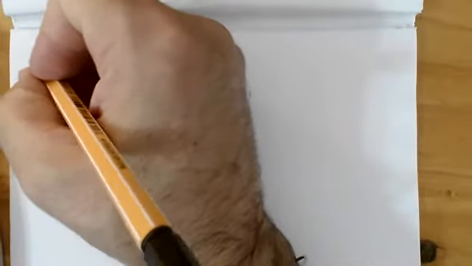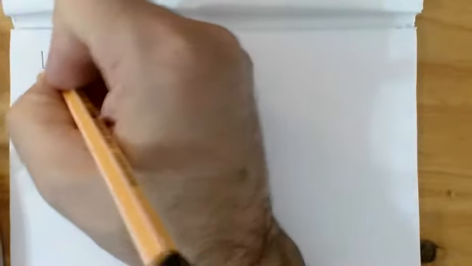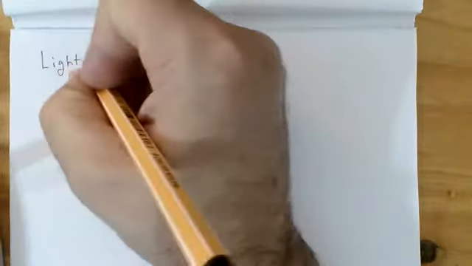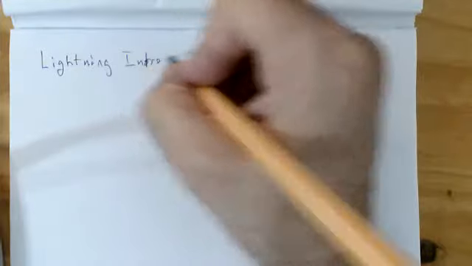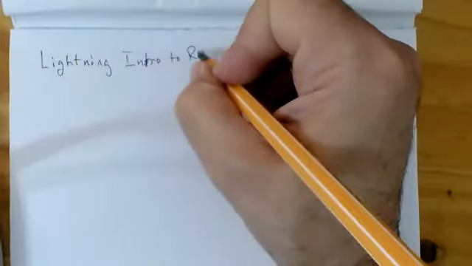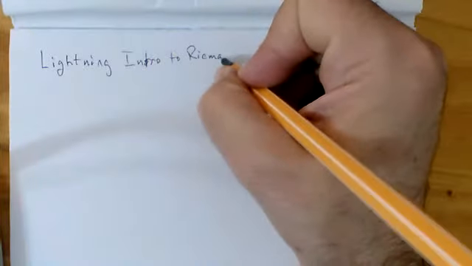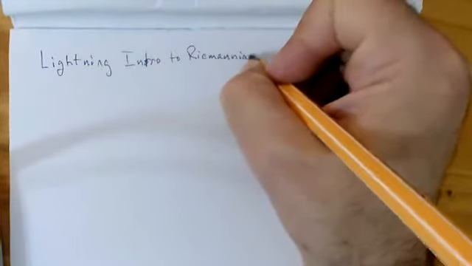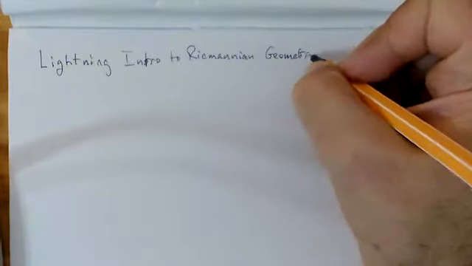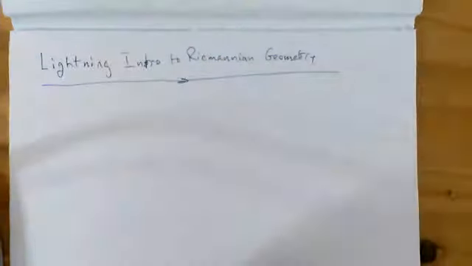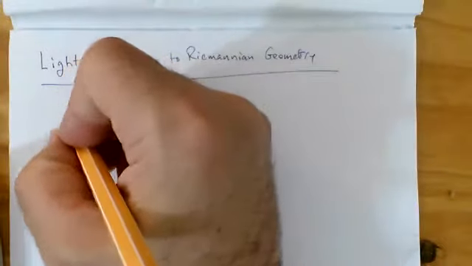I would like to continue our lightning introductions with an introduction to Riemannian geometry. And what are we going to do? We're going to define a Riemannian metric first.